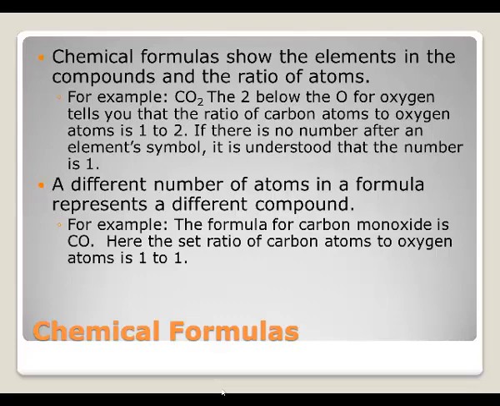A different number of atoms in a formula represents a different compound. For example, if we remove one of the oxygen atoms from CO2, we get CO. This is the formula for carbon monoxide. Here the set ratio of carbon atoms to oxygen atoms is 1 to 1. There's one carbon atom to every one oxygen atom.